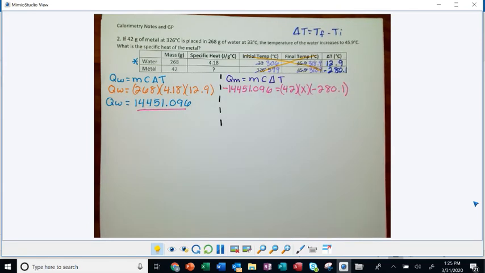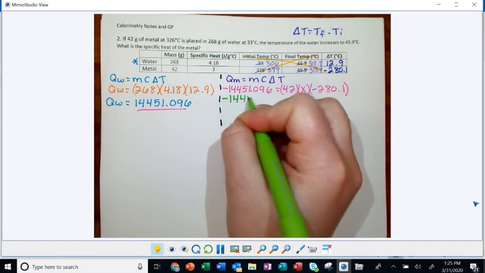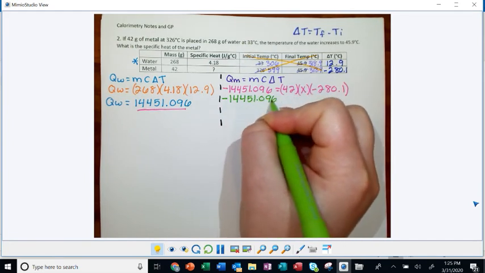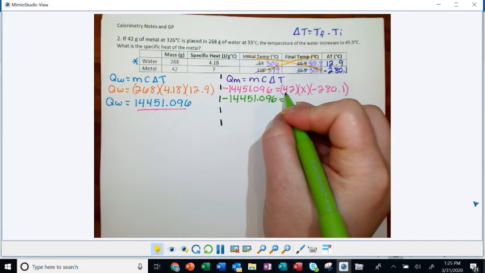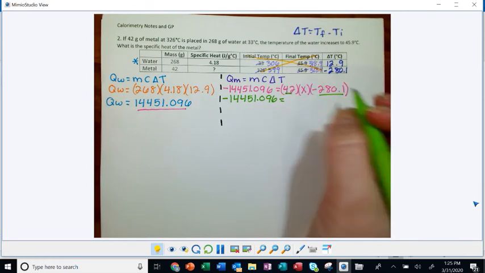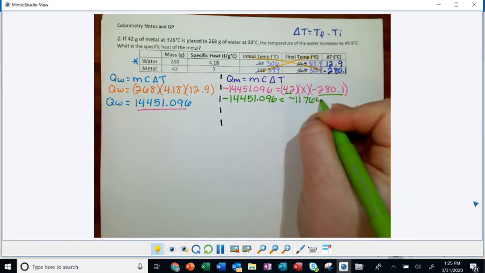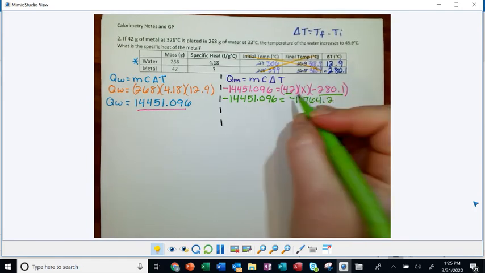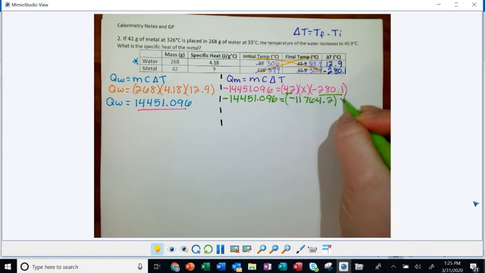Again, we're solving for x. You're going to get so good at this because it's going to be so repetitive. I can't do anything with a number on this side of the equation, so I just write it down again, equals. I can take these two numbers and combine them together by multiplication. I'm going to multiply them together and you're going to get negative 11,764.2, and you still have your x over here.